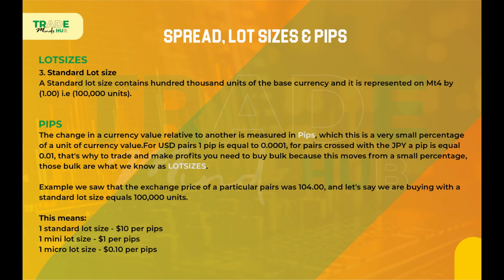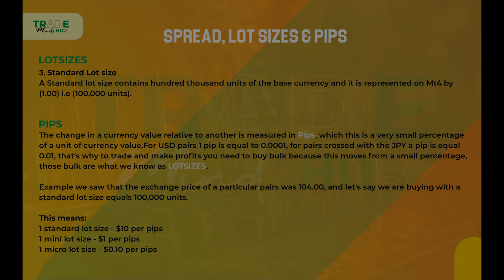Now, come to the standard. The standard is the highest, which is 100,000 of the base currency. Anytime you take a trade, buy or sell, it represents 100,000. But on the MT4 it's written as 1.00. So 1.00 is 1 standard, and 1 standard is equal to 100,000 units of volume. If you use 2.00, it represents 2 standard, and that is 200,000. If you use 3.00 on MT4, it's representing 300,000 because that is a standard lot size.